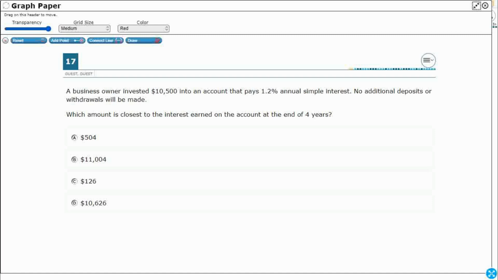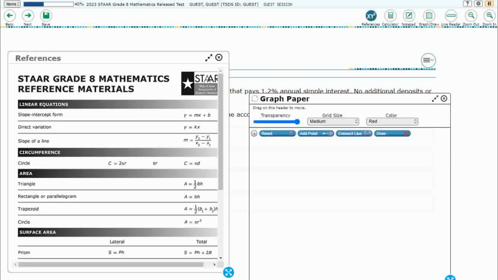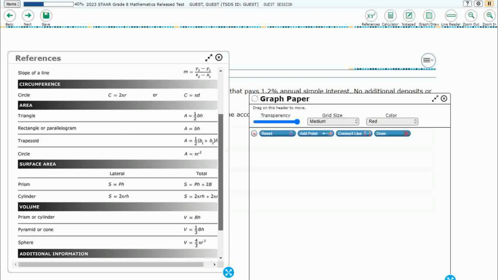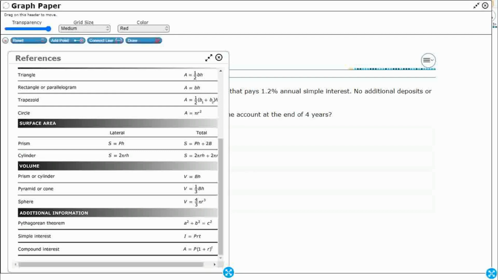All right, before we get into that, let's open up our reference materials. We're going to find it all the way down at the very bottom section called additional information. Now, they did say very specifically that we have simple interest. That's very important because as you notice here, I've got two different types of interest. I'm wanting this one right there, simple interest. But there is a compound interest, a different formula if it's compounded rather than just simple interest. So we need I equals PRT.